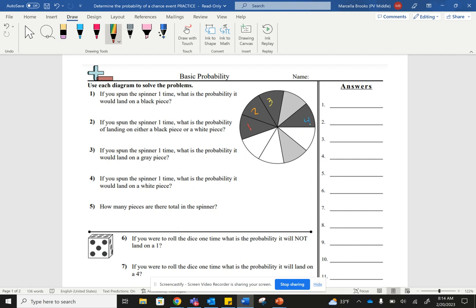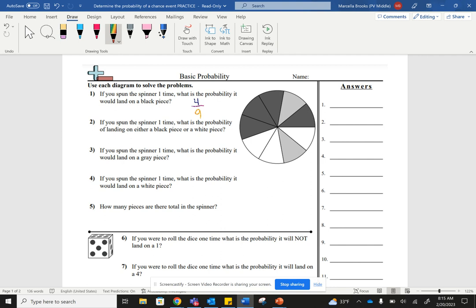So it would be a probability of 4 out of how many total pieces are there in the spinner. Let's count them. There's 1, 2, 3, 4, 5, 6, 7, 8, 9. There's 9, so it's 4 over 9. That's our probability that it would land on a black piece. Now, we don't have to simplify that because we can't simplify 4 over 9. That's as simple as it goes.